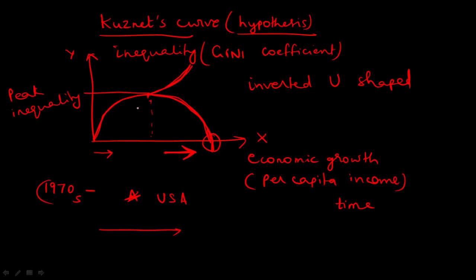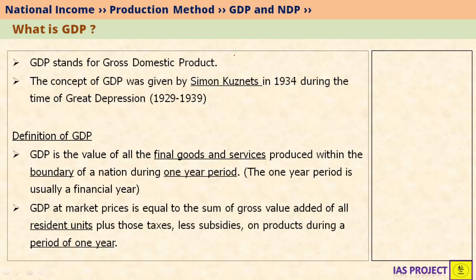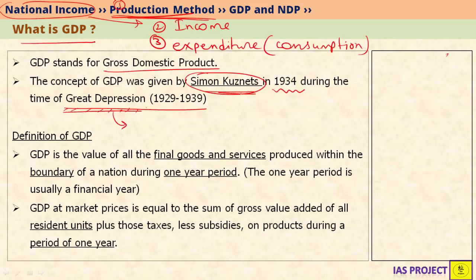Let's go back to GDP concept. So we talked about Kuznet's curve and what GDP stands for. Let's look at the definition of GDP. The simplest definition of GDP is given in the first statement here. GDP is nothing but the value of all final goods and services produced within the boundary of a nation during 1 year period. So if we see, there are three keywords here. It is final, it is within the boundary, and it is during 1 year period. Let's see these key terms one by one.